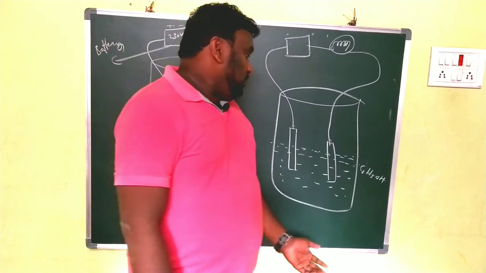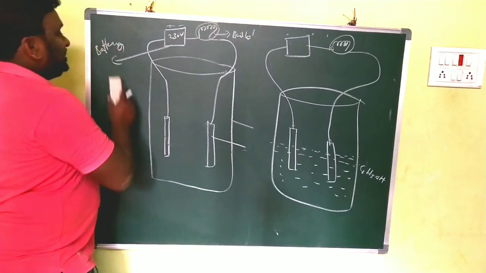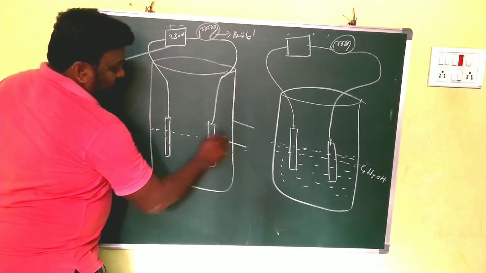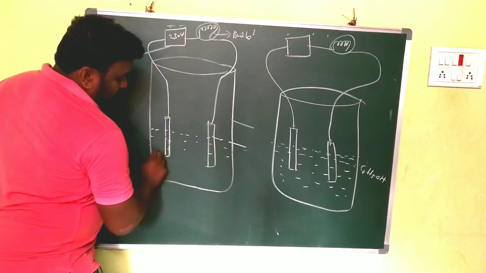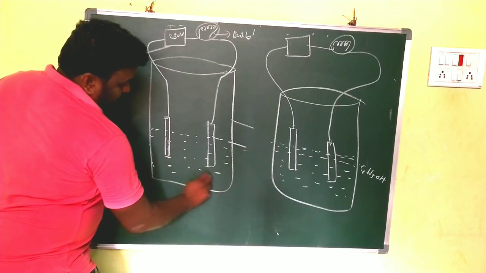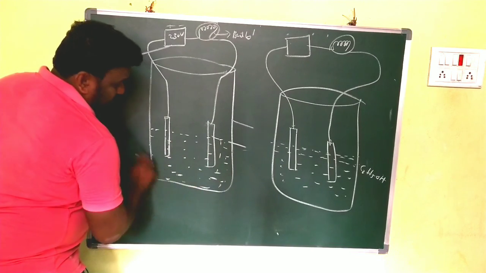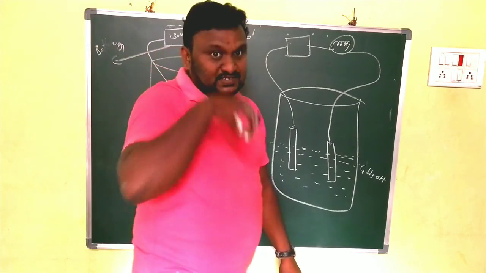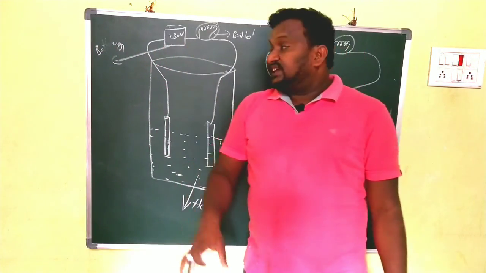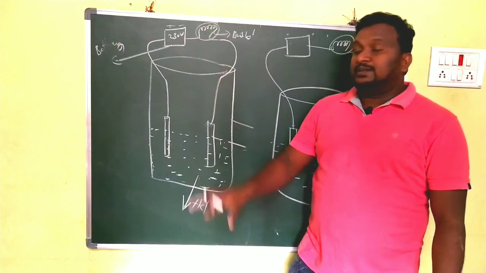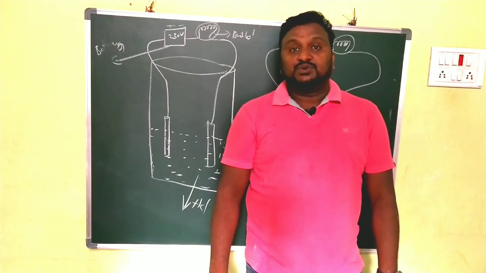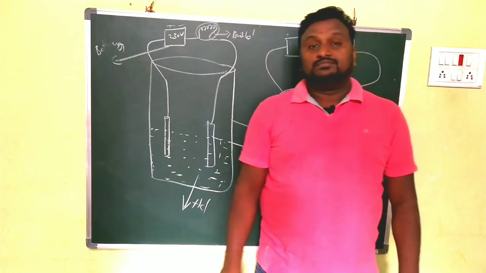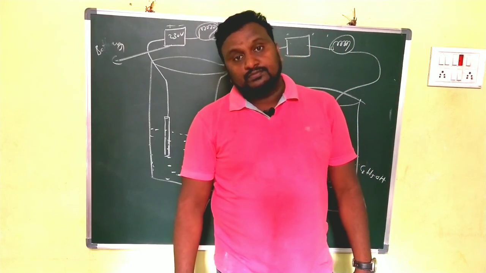Now I am doing the same experiment with some HCl, hydrochloric acid. Children, again the same experimental arrangement is used, and again we check. In this case the bulb will glow.